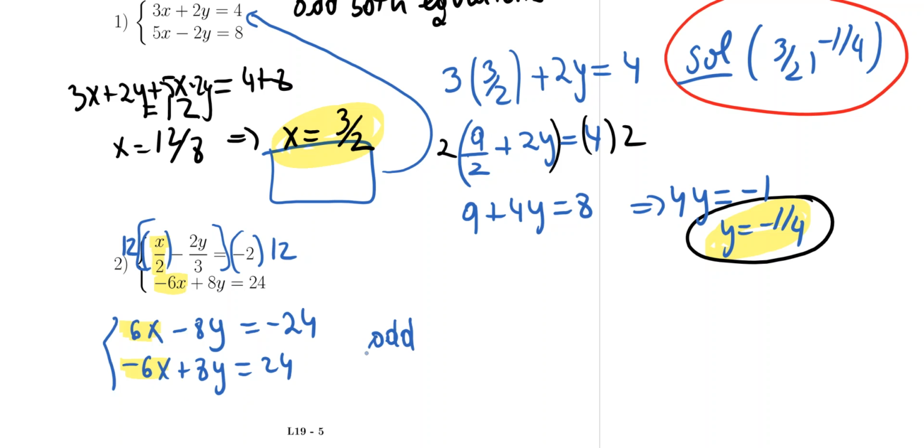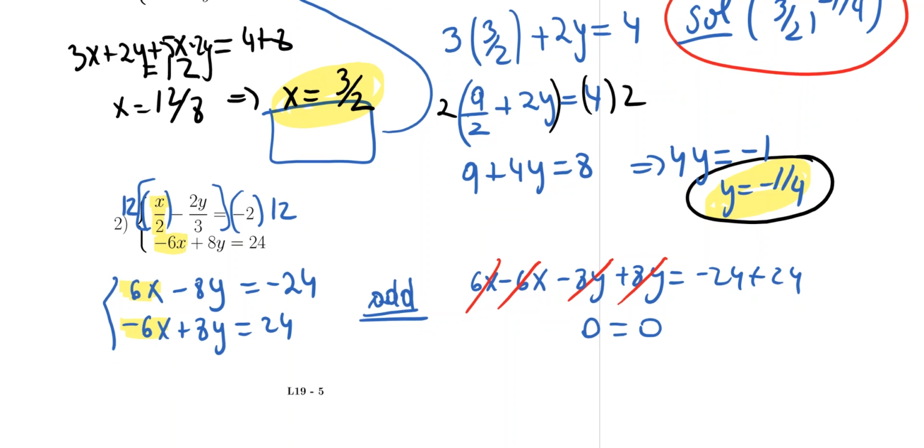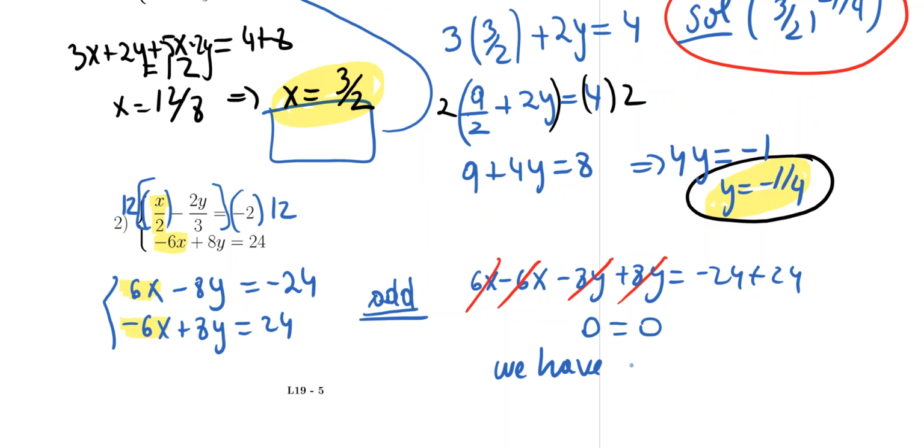So add, it is going to give me 6x minus 6x minus 8y plus 8y equals -24 plus 24. Well, in the process of eliminating x, you notice that we eliminated y as well. So basically what we reached was 0 equals 0. This is the case where there are infinitely many solutions. So we have infinitely many solutions.